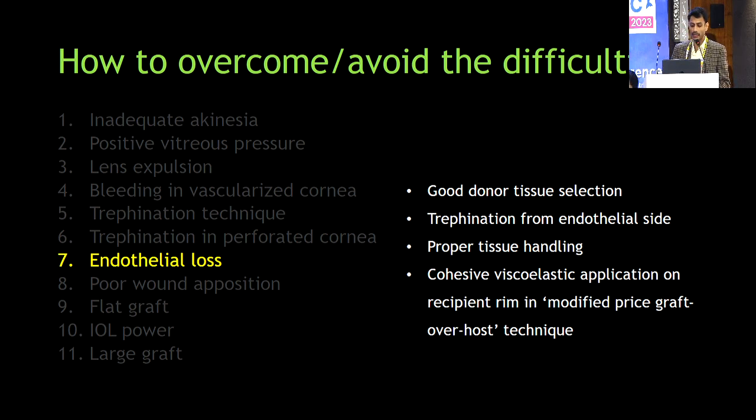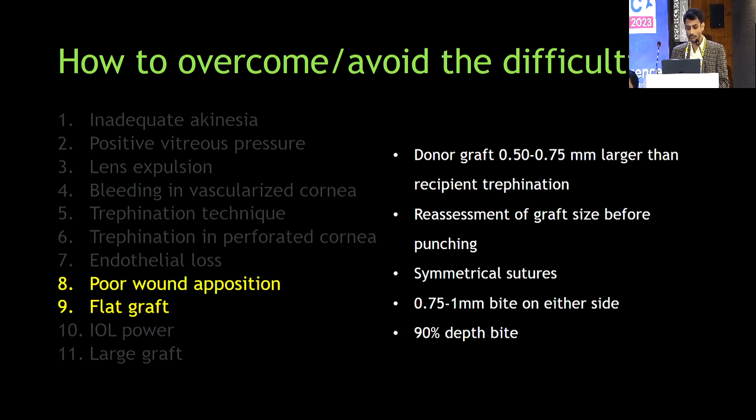Since endothelial loss is expected, we need to have a good endothelial count preoperatively, so having good donor tissue is of importance. Of course, cohesive viscoelastic application to the endothelium, and in cases where we experience very positive pressure, a modified Price graft over host technique will also be useful. In cases of flat grafts or where we encounter poor wound apposition, we can increase the size of the donor by 0.75 to even 1 millimeter.